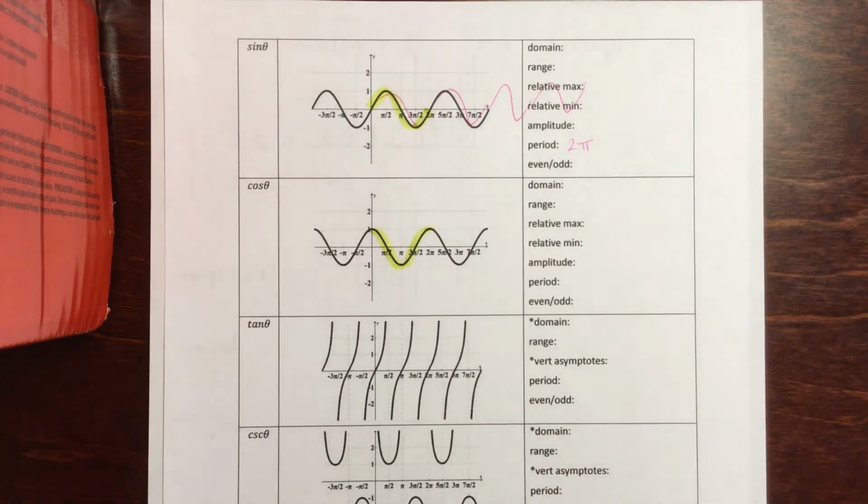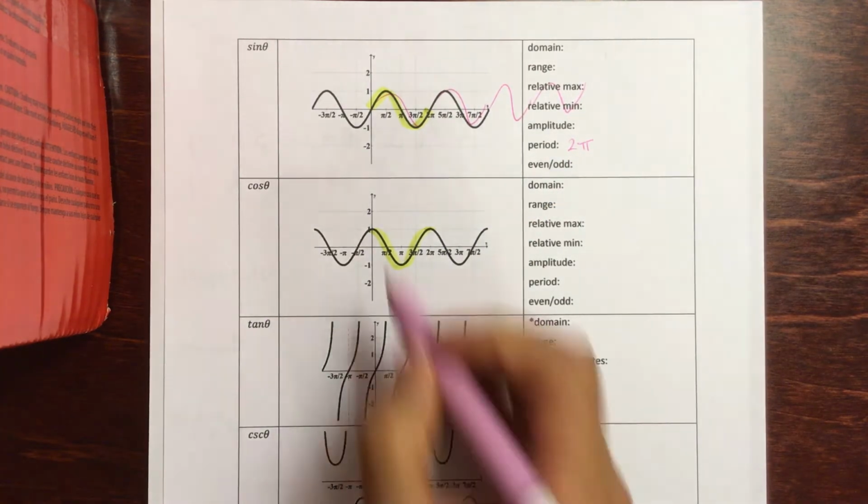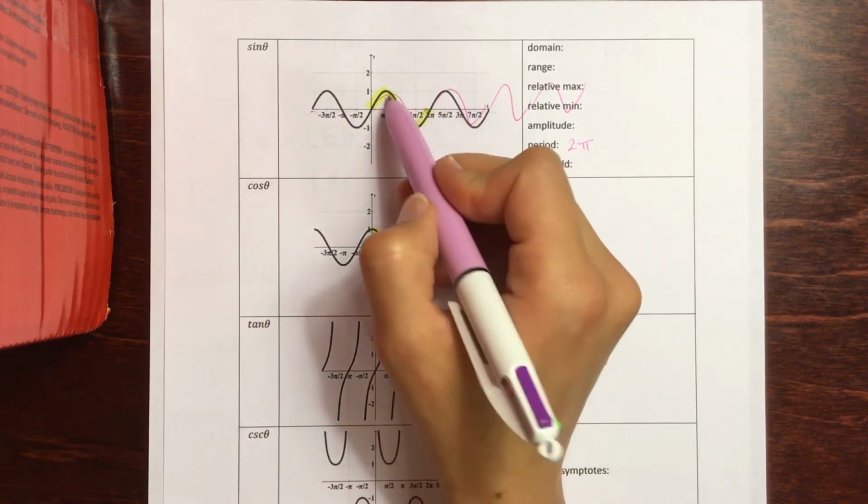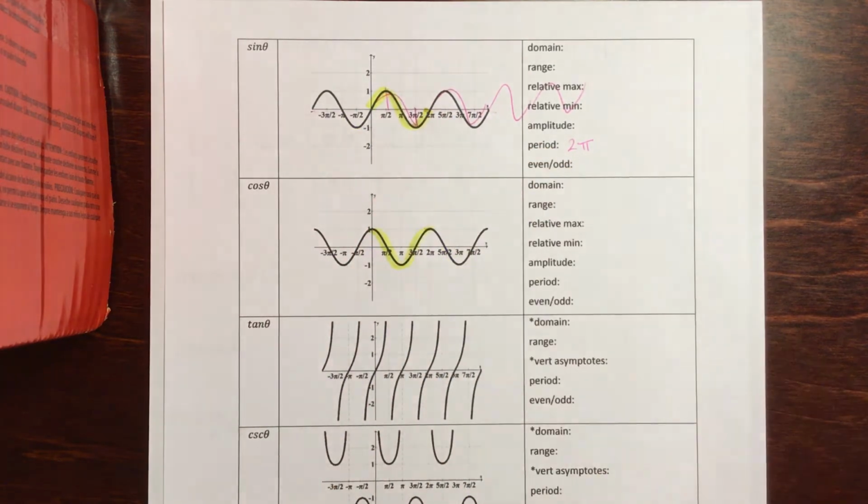It's 2 pi width. Amplitude is from the center of your wave to the highest or lowest point, and my amplitude of a basic sine graph is 1.